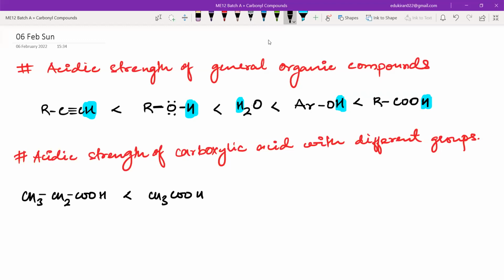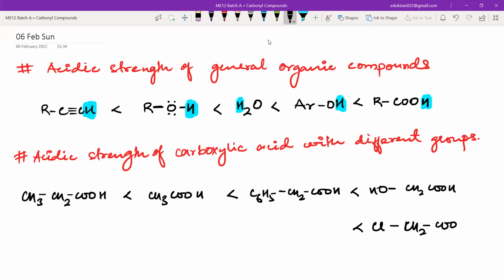Now, next we have the benzene that is attached. So you can write C6H5, that is benzene, which is attached to CH2COOH. It is going to be more acidic, followed by if you have some electronegative elements such as OH group attached to CH2COOH. And at last, if you have some more, for example, any halogens, Cl, it's attached with CH2COOH. So this is the general trend for acidic strength in carboxylic acid.